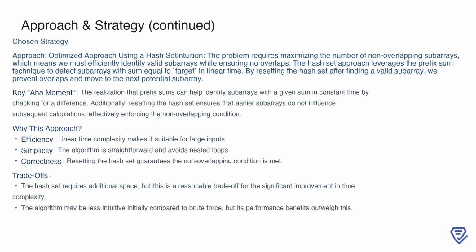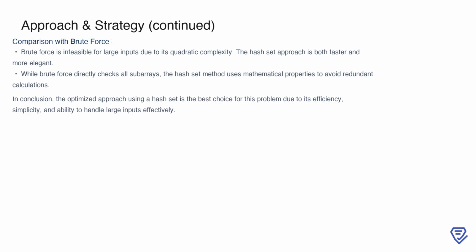When comparing the two approaches, the brute force method quickly becomes impractical for large inputs due to its quadratic time complexity. The optimized hash set approach, on the other hand, is both faster and more elegant. While brute force explicitly checks every possible subarray, the hash set method avoids redundant calculations by leveraging mathematical properties, specifically the prefix sum. This allows us to detect valid subarrays in constant time.